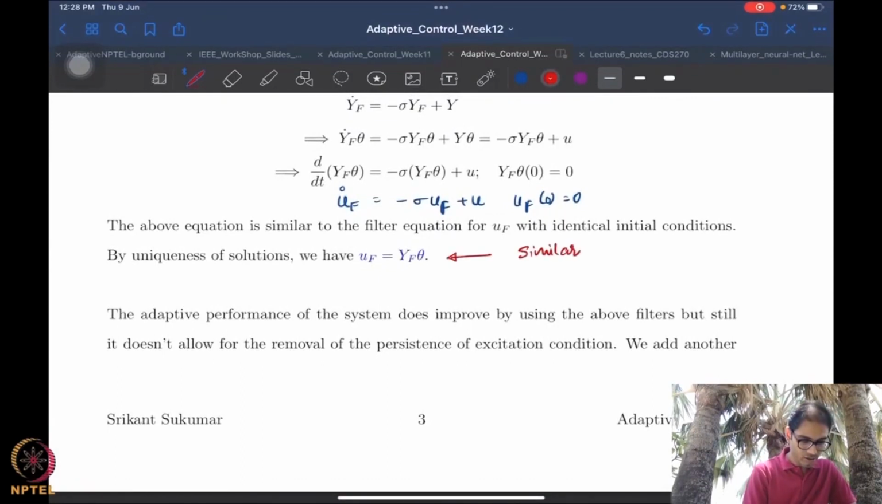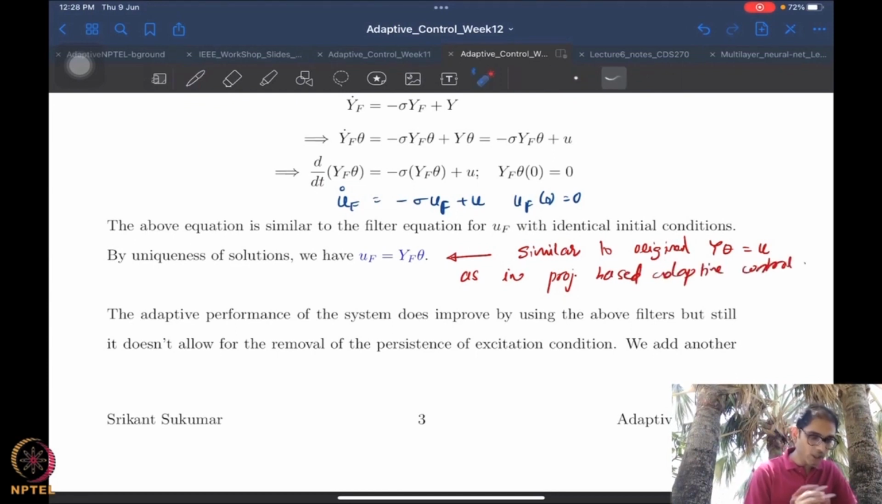So remember, it is similar to the original y theta equal to u, as in projection based adaptive control. Again, not a surprise.